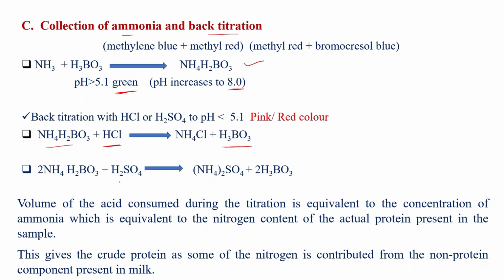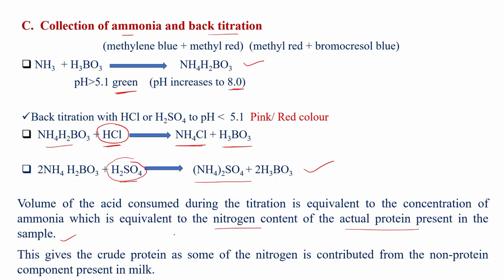And if H2SO4 is used, then this will be the reaction, with the formation of ammonium sulfate, and if HCl is used there will be formation of ammonium chloride. So as told, H2SO4 can be used, and HCl also can be used, and these are to be standardized prior to use. Now the volume of acid consumed during the titration is equivalent to the concentration of the ammonia, which is equivalent to the nitrogen content of the actual protein present in the sample. We can derive this in the coming slide.